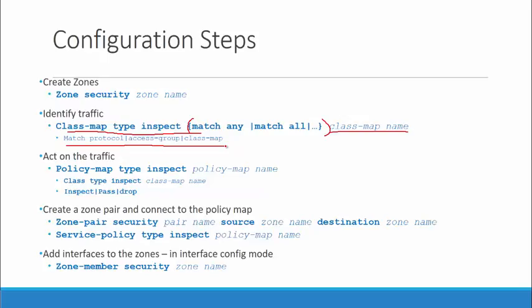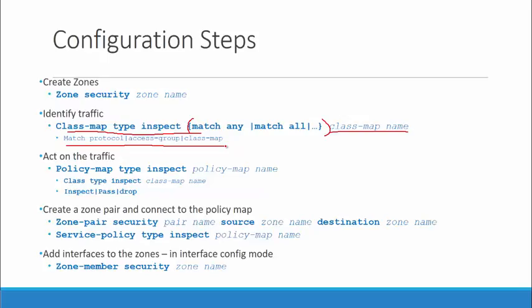So maybe I'm only allowing 2 hosts to do SSH to somewhere. So I'd have an access list for source and destination, and maybe I would have a match protocol SSH as the other term or the other criterion.